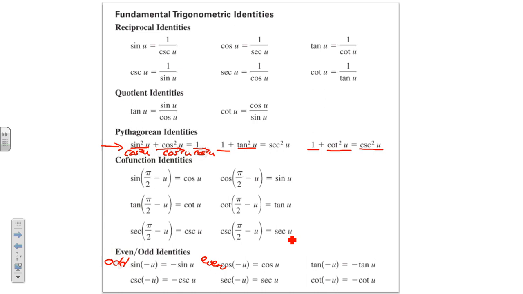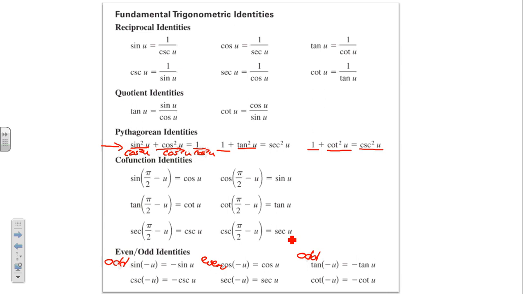Just something you have to memorize exactly. No real way to derive them unless you graph it and look at it. Okay. Tangent, odd or even? Odd. Because when we plug a negative u into tangent, we're going to get the opposite of tangent. So this is odd, which makes sense thinking about what its graph looks like.